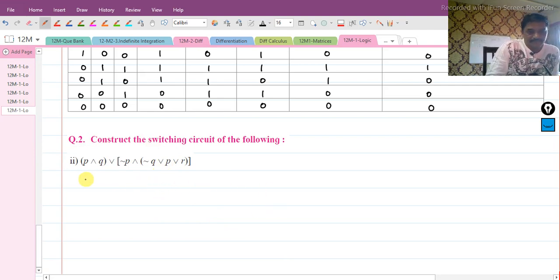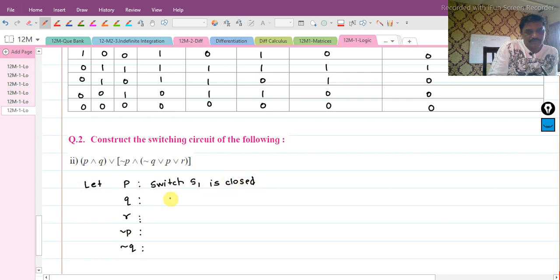So here we say let P is there, Q is there and R is there. नेगेशन P, नेगेशन Q भी है. ठीक है, क्या होंगे स्विचेस बताइए. This is switch S1 is closed. This is switch S2 is closed. This is switch S3 is closed. This is switch S1 dash is closed and switch S2 dash is closed.